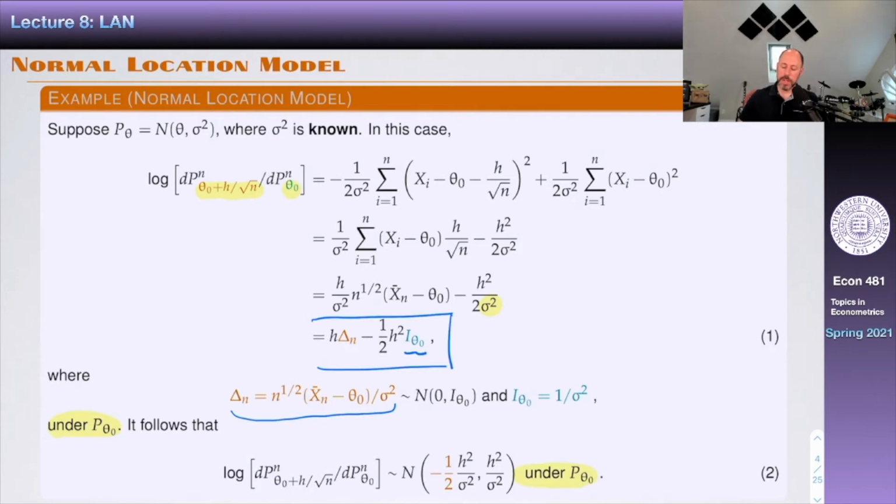And so we're going to start asking ourselves, if you give me a different model, with distributions that are not normal, whether they have a log likelihood ratio that looks like this or not.